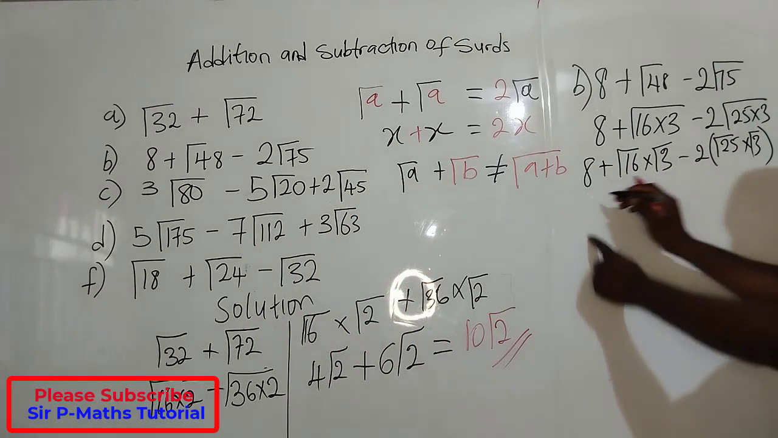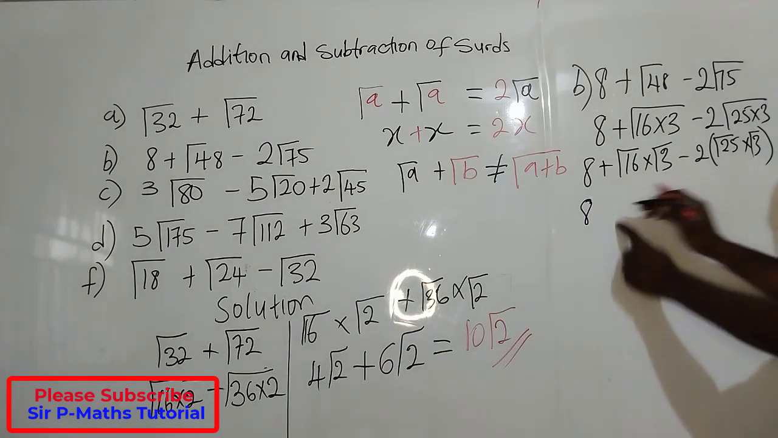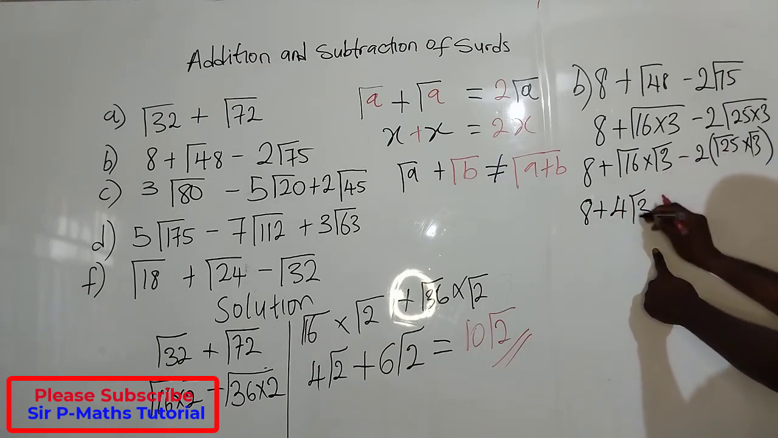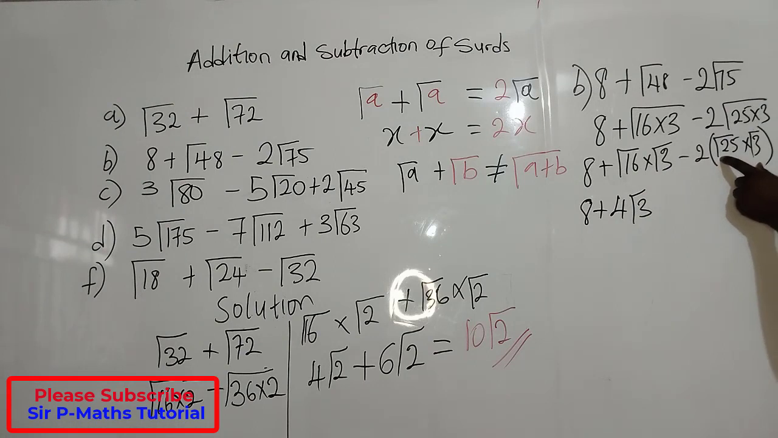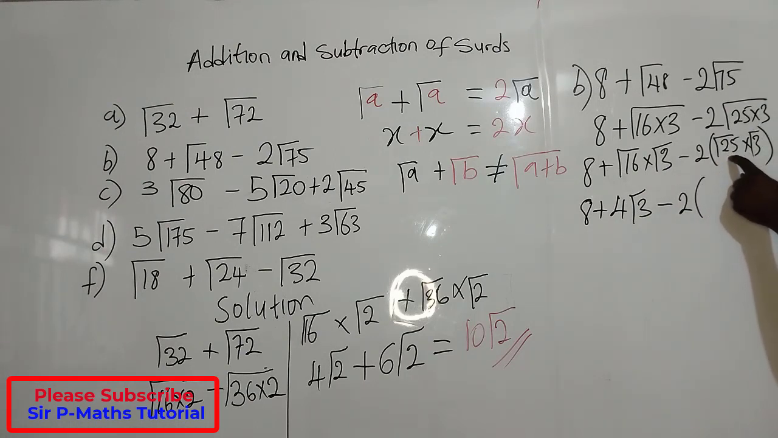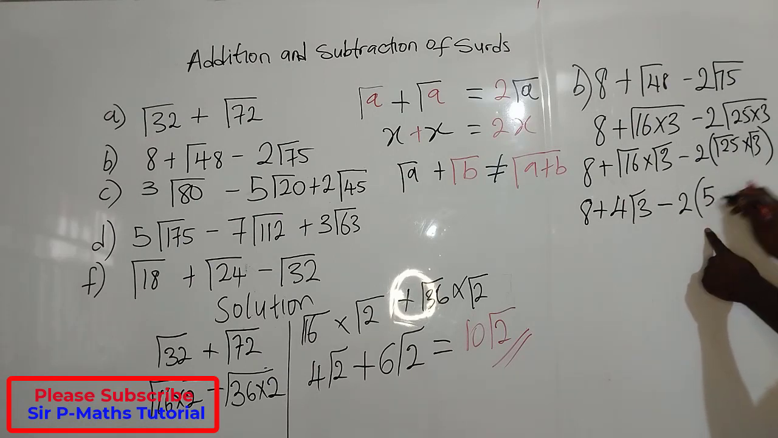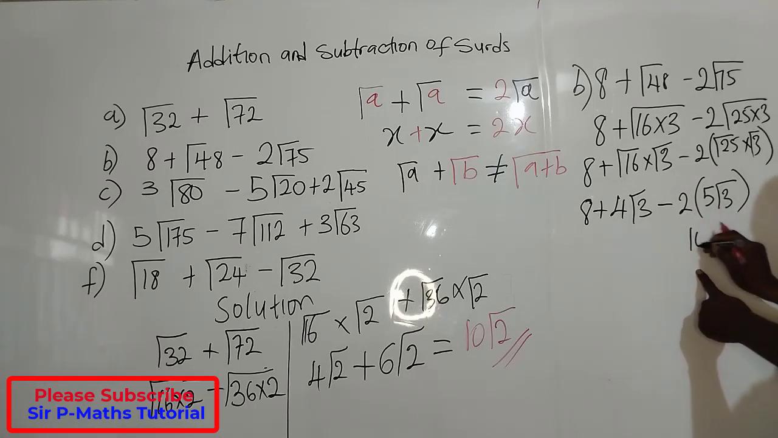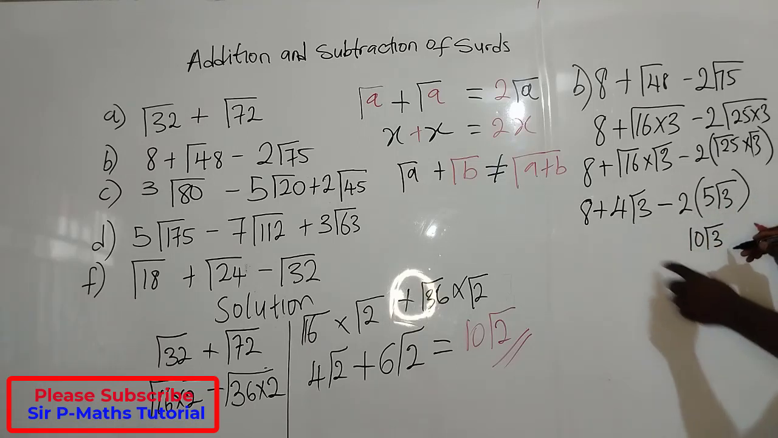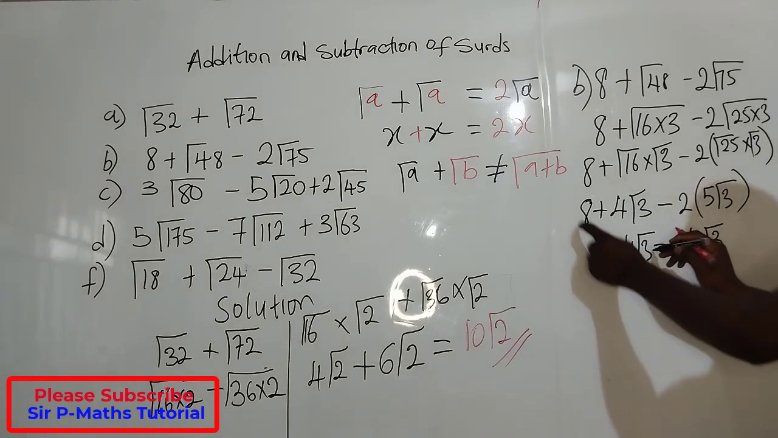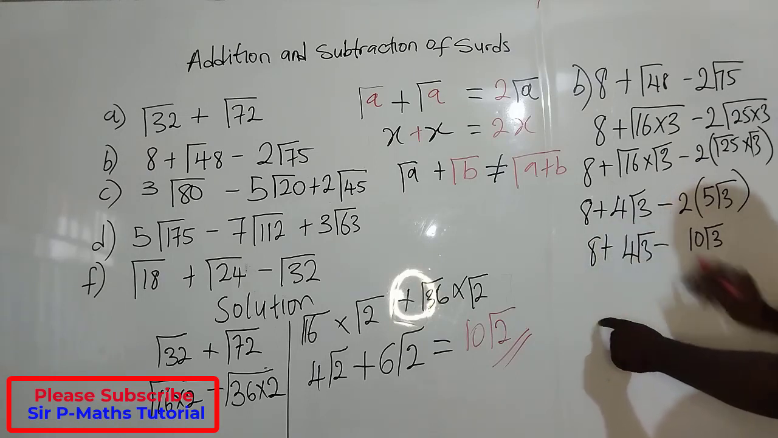Then from here, we bring down 8 again. Square root of 16 is 4. 4 times root 3, I'll have 4 root 3. Then we come over here, minus 2 into square root of 25 is 5. We bring down root 3. Open this bracket. 2 times 5 will give me 10. So I'll have 10 root 3. Bring this one down, 4 root 3. Bring this one down, 8.